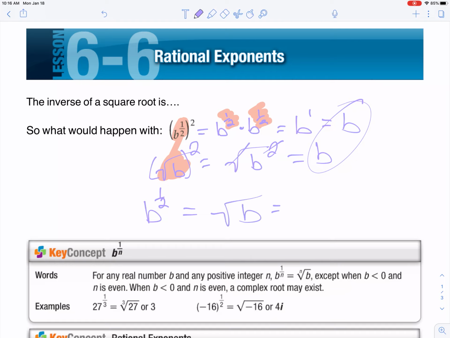Which is true if we think about the fact that square roots, if the index isn't written, we know it's a 2. And everything has a sneaky secret exponent of 1 if it's not written. Do you notice a bit of a pattern?